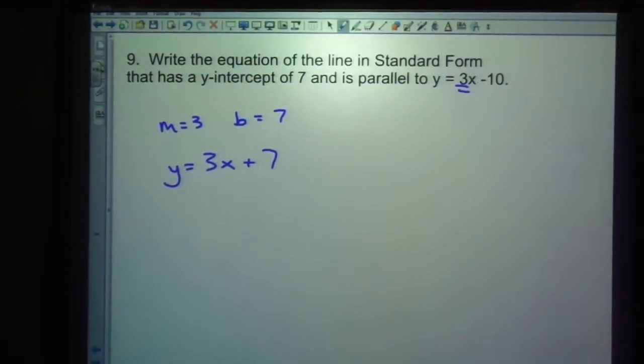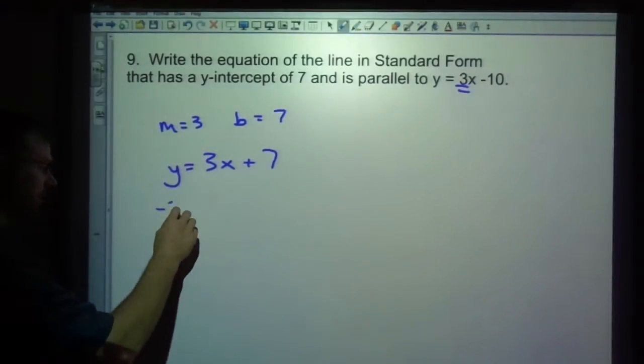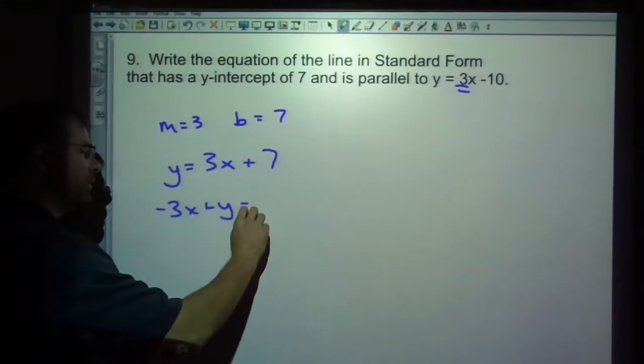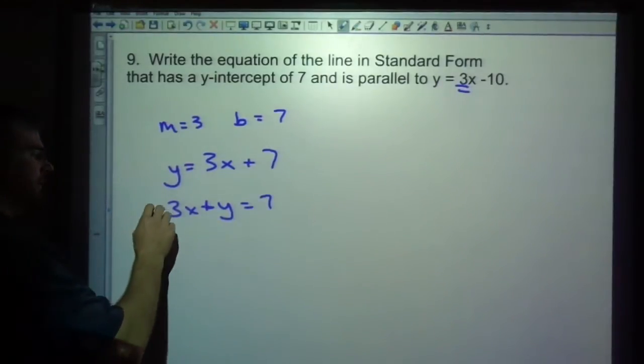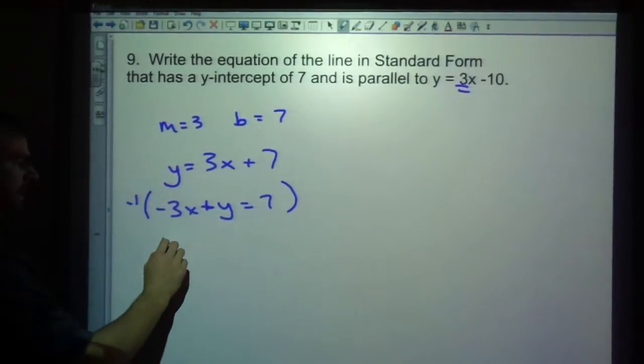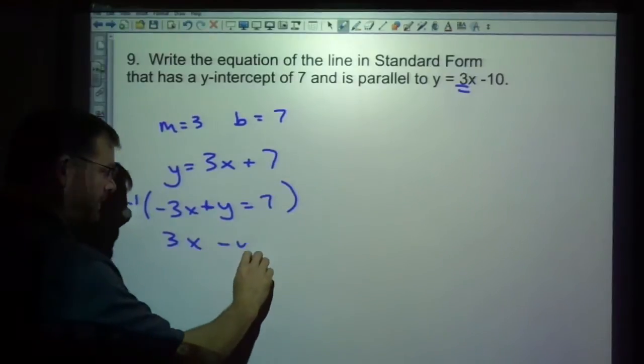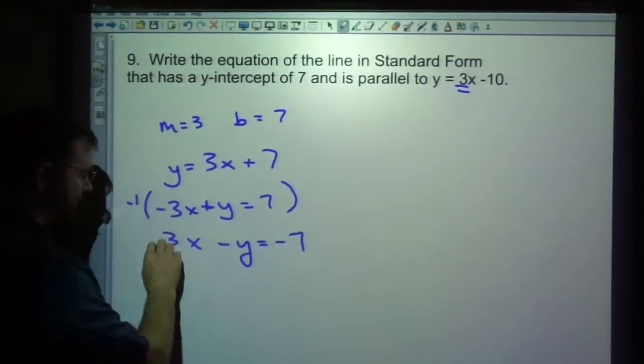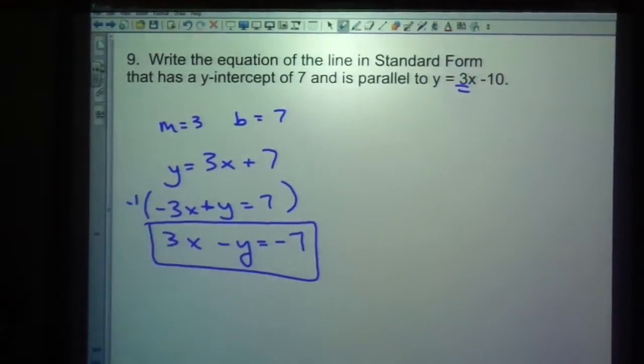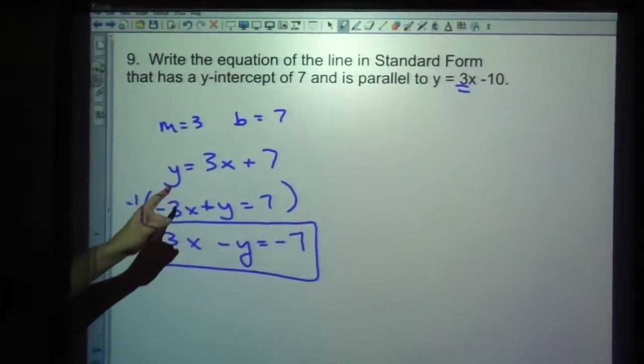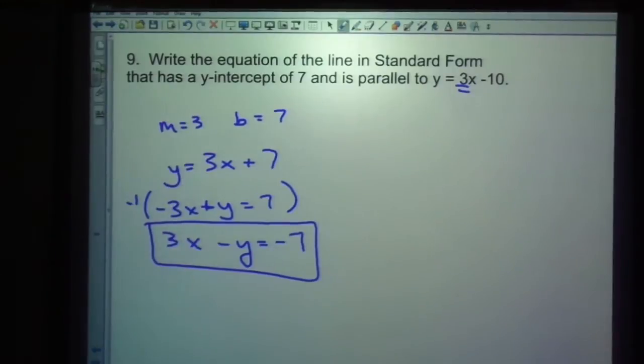y equals 3x plus 7. Oh, not in standard form. I got to move this over here, subtract it away. And then I want this first one to be positive, so multiply by -1. There's my standard form equation. It's parallel to this line because it has the same slope, but it has a y-intercept of 7.